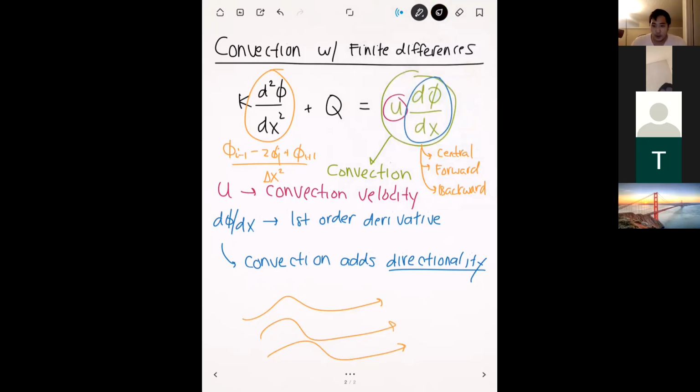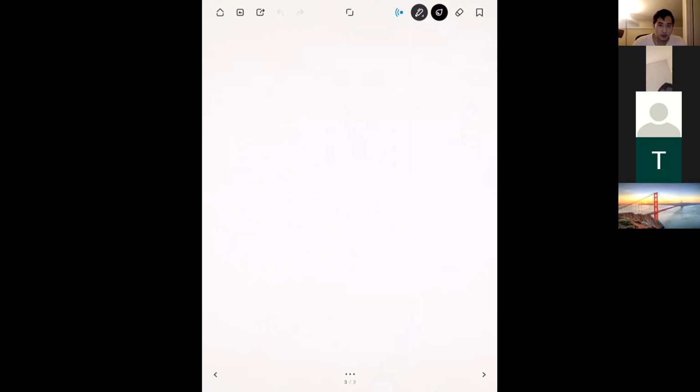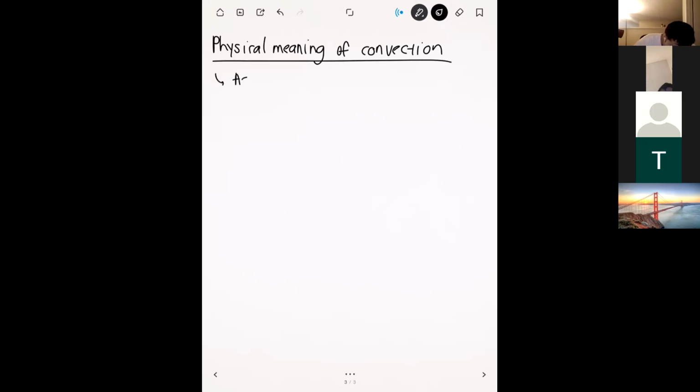Okay. So let's talk a little bit more about the physical meaning of convection, right? Because I think whenever you're doing any kind of computational physics, knowing about the physical intuition behind the equations really helps to inform how you're going to discretize it, how you're going to simulate it. All right. And so just like I mentioned on the previous page, convection is the active transport of a substance through a moving fluid. Okay.